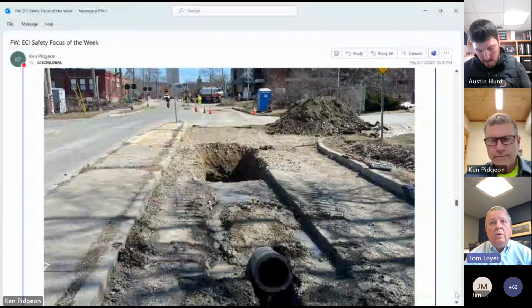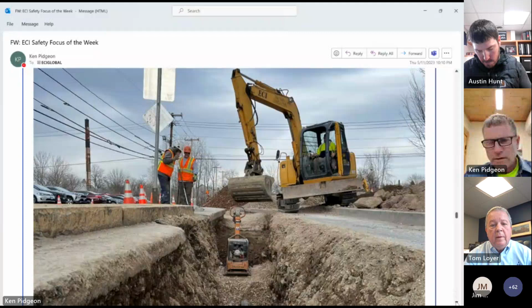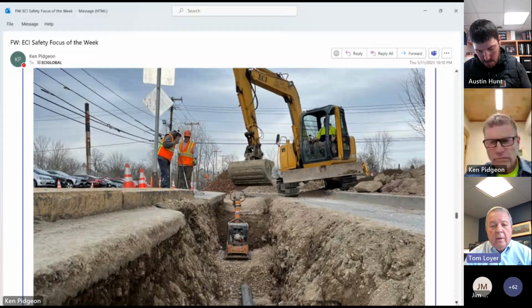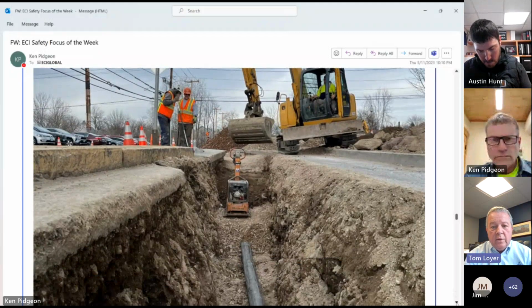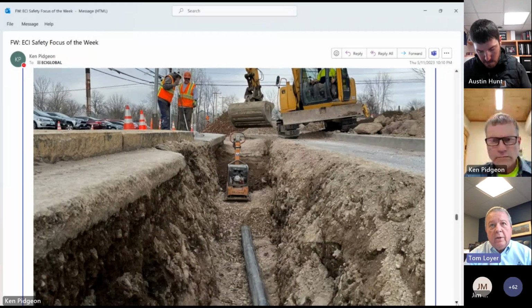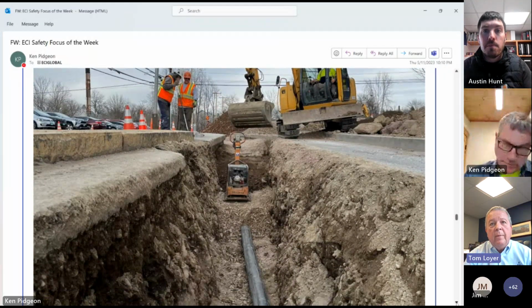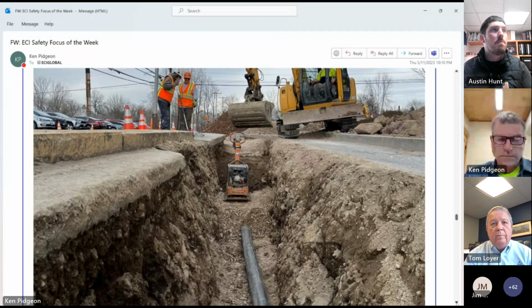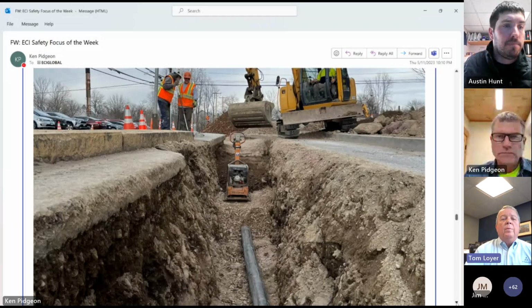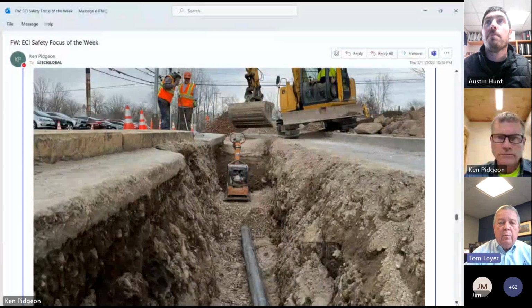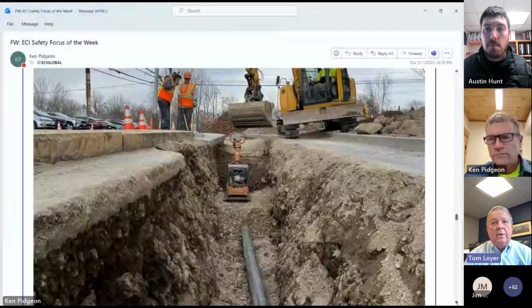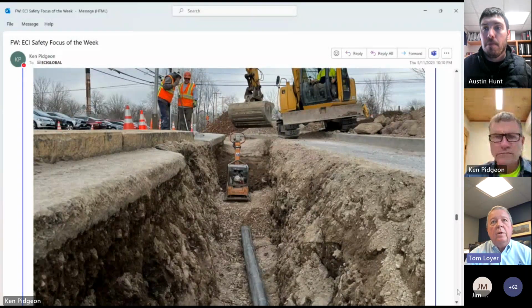Okay, and scroll some more. This is at the ledge area, if you will, the tie-in. So you don't see the 12-inch casing here because we brought the 12-inch casing to the ledge area prior to the ledge, and then once we removed the ledge, we just continued with a 6-inch to tie into the new manhole structure. This is just the backfill and compaction you're seeing here.